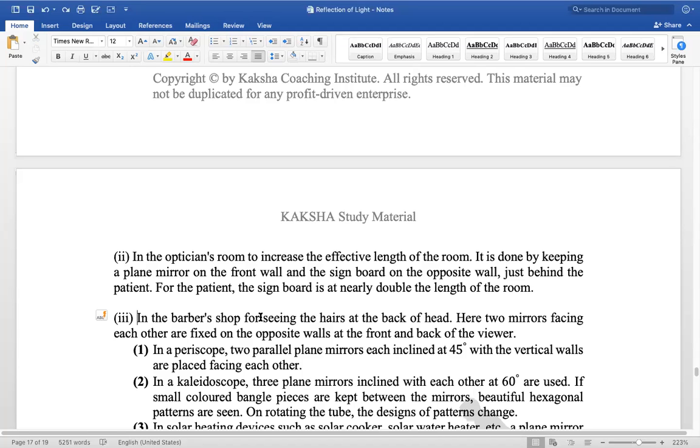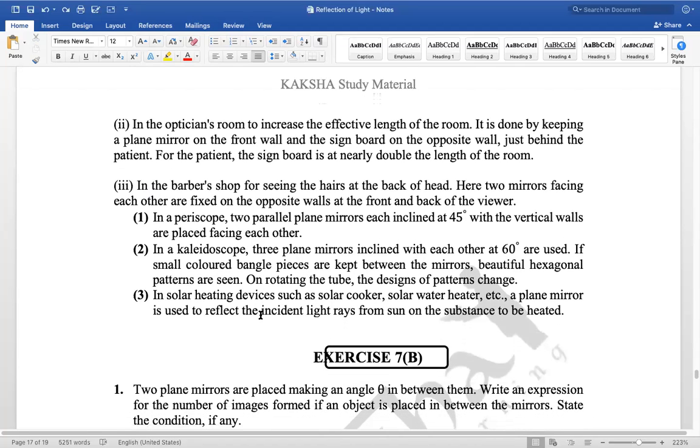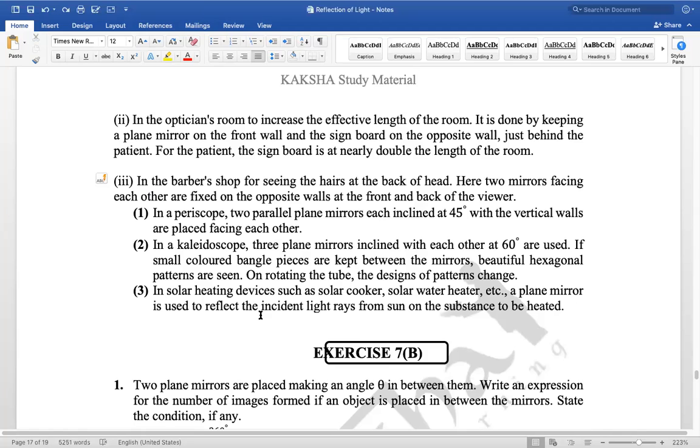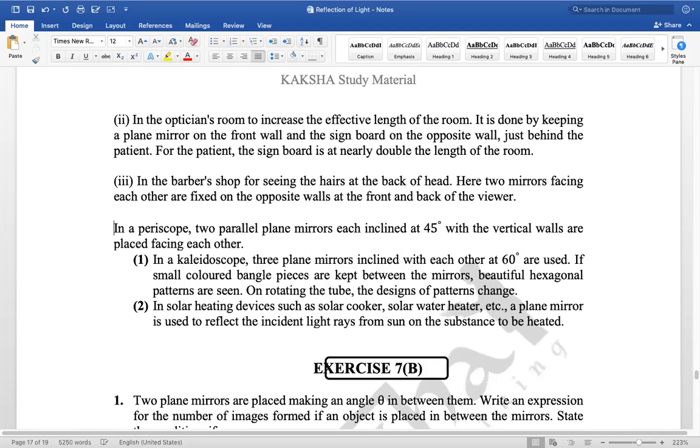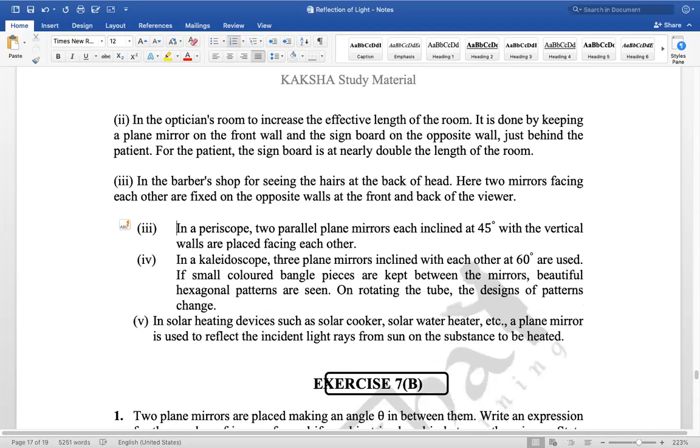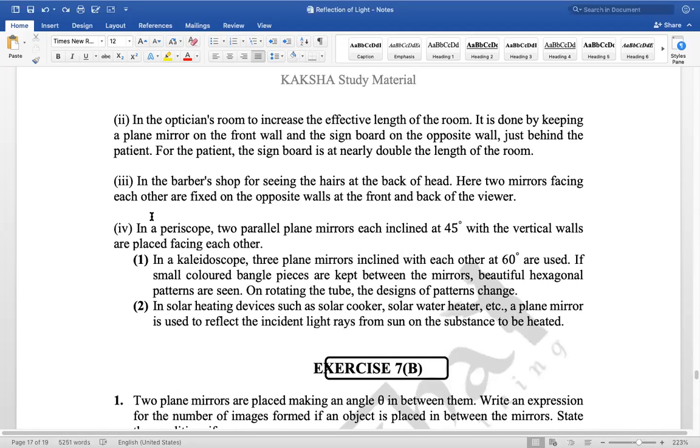Now in the barber shop, for seeing the hairs at the back of the head, two mirrors facing each other are fixed on the upper walls at the front and back of the viewer. In a periscope, two parallel plane mirrors, each inclined at 45 degrees with the vertical walls, are placed facing each other.